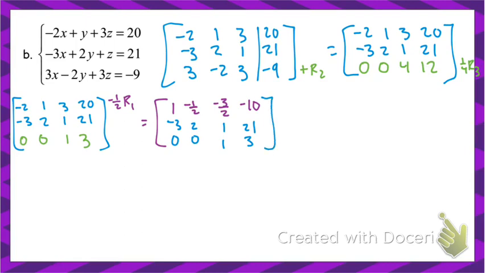All right, so now that I have that 1, I think it's going to be a little bit easier to get that next 0. Because what I can do now is just add 3 times R1. If I do that, that's going to give me, again, -3 plus 3 would be 0. 2 plus -3/2 is going to be 1/2. 1 plus -9/2 is going to be -7/2. And then 21 plus -30 is going to be -9. The other rows did not change.